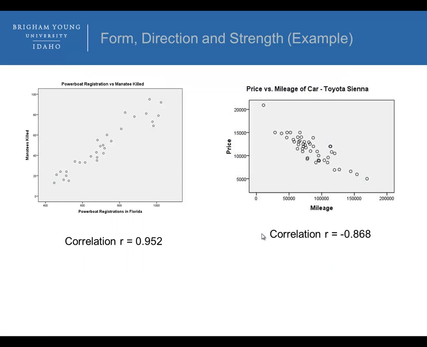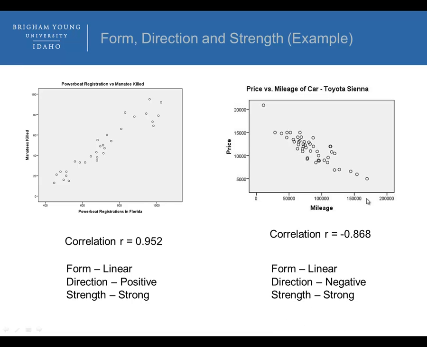Okay. So now, looking at form, direction, and strength with the data that we've looked at here, we have a correlation of 0.952, and here's the scatter plot. We can see that the form is linear, the direction is definitely positive, and the strength is pretty strong. The dots are pretty darn close to the line. The correlation over here on the right is negative 0.868. Again, in the scatter plot we see that the form is linear, the direction is negative, and the strength is fairly strong.